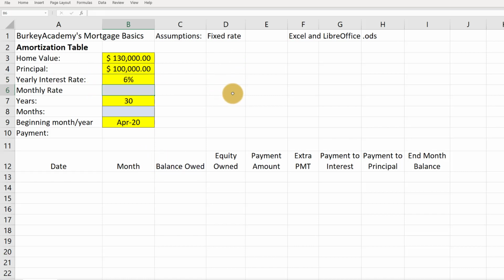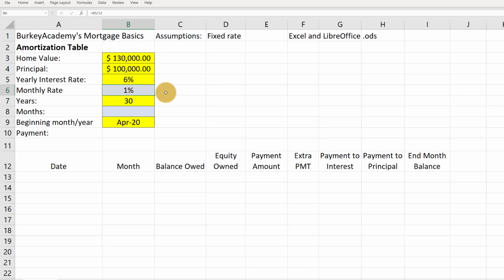Now I'm going to calculate the monthly rate, because whenever you use these formulas in Excel or whenever you want to make calculations on your own about your mortgage, you want to know what the monthly interest rate is. And all you do is you take the yearly interest rate, here 6%, and divide it by 12 months. So as a formula, we do equals 6% here, which is in cell B5, divided by 12.